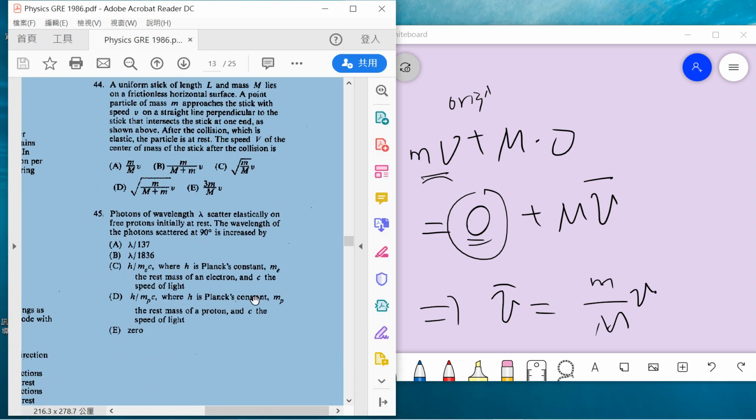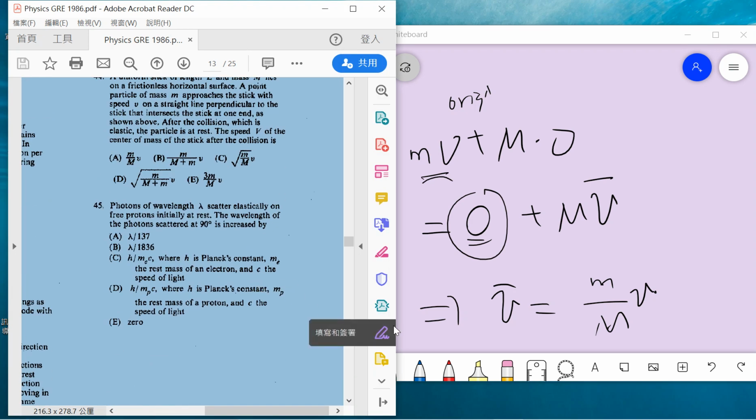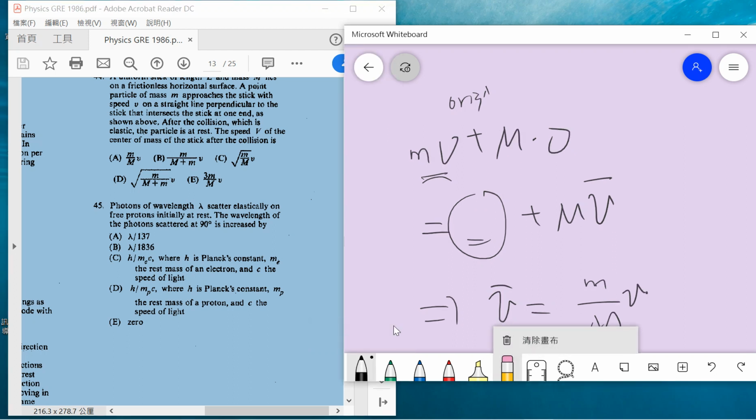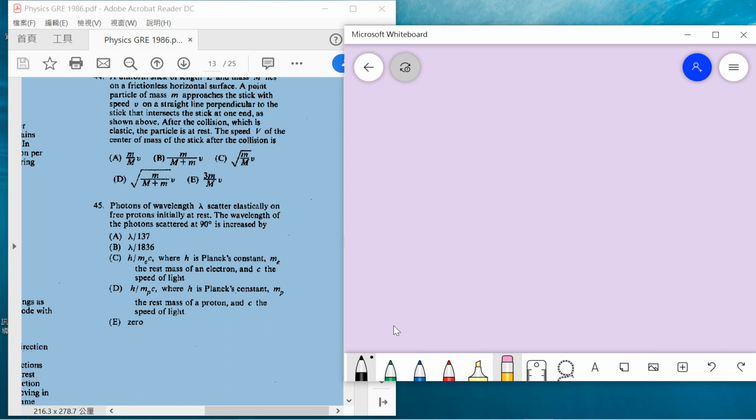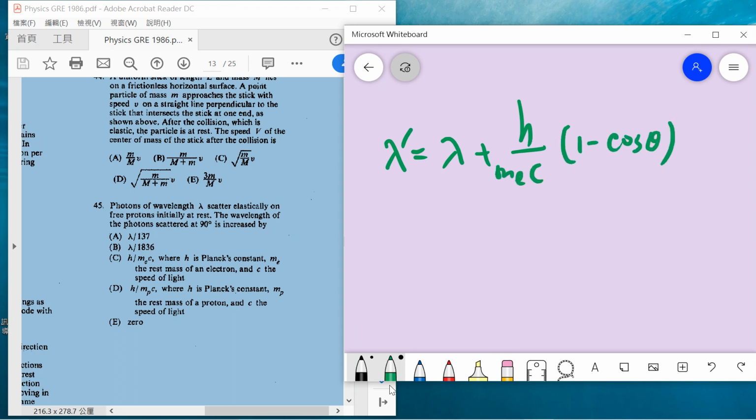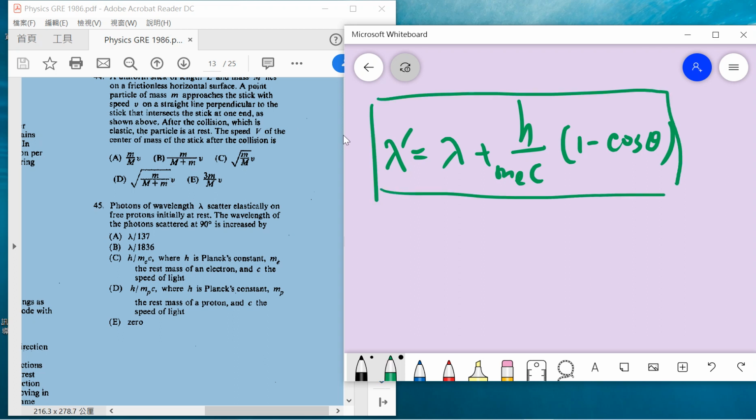So it's very easy. Next, question 45: a photon of some wavelength scatters elastically off a free particle initially at rest, and they ask about the wavelength of the scattered photon. What is question 45 asking? When the photon hits the electron, you need to use Compton scattering, right? I already said in another video that the Compton scattering formula is very, very important, because in the 2012 GRE they just gave you 5 options and asked which one is correct. So you need to remember this formula.